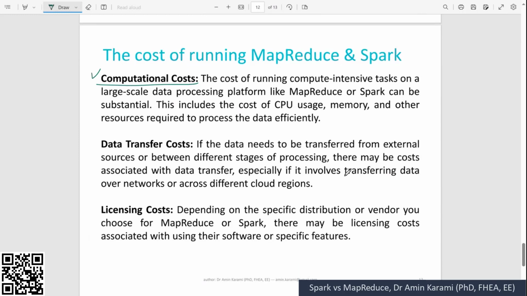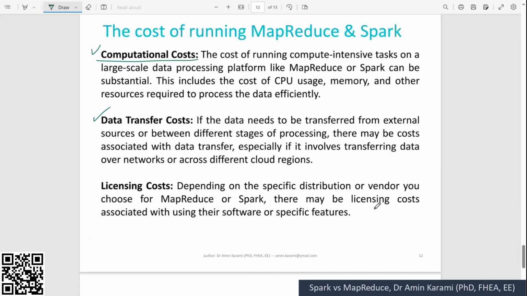Data transfer means that if you want to work with external sources, let's say you have Cloudera, maybe you have Databricks, maybe you have an external cluster, external workstations, or maybe you want to use cloud services. You have to consider how the cost is in terms of processing and in terms of storage. Licensing cost. For licensing costs, if you want to work with outsourcing and select external vendors, you have to consider how much they're going to cost.